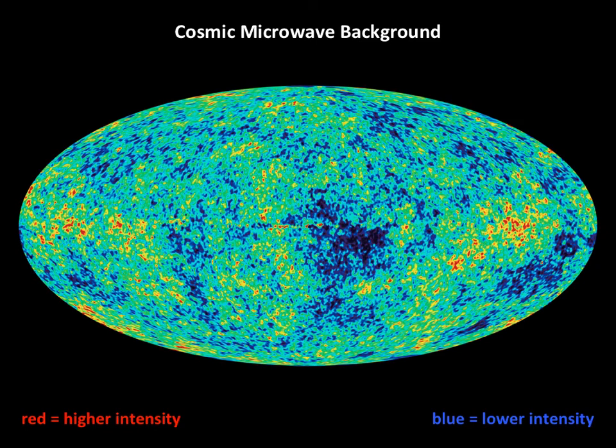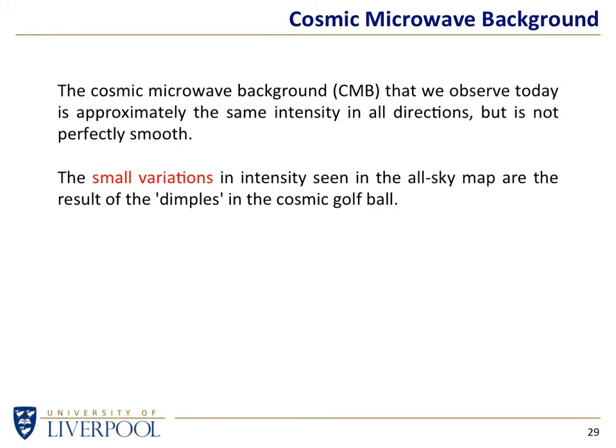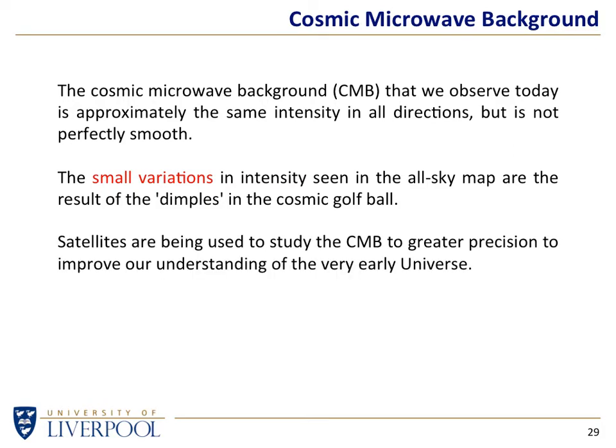And there is a small variation in different directions, which maps on pretty much to what we understand the original golf ball looked like. The golf ball had variations, and we see those same variations in the cosmic microwave background. So we see those variations, red and blue, in the previous diagram, and we believe that's what we're seeing, the dimples in the original golf ball.